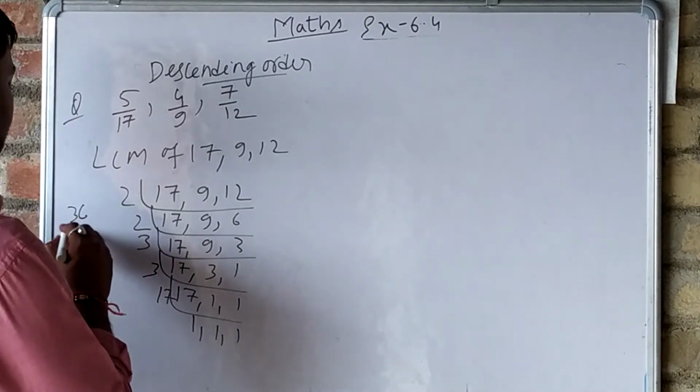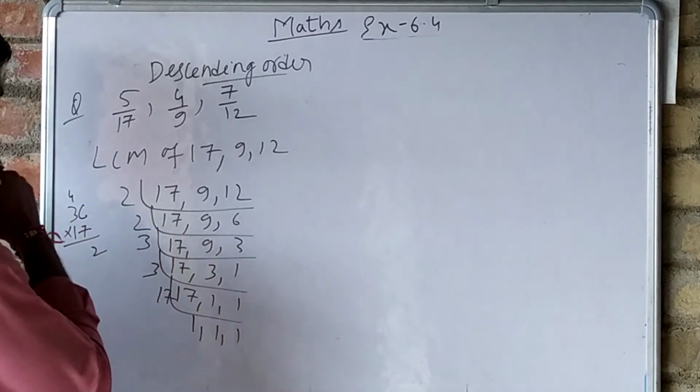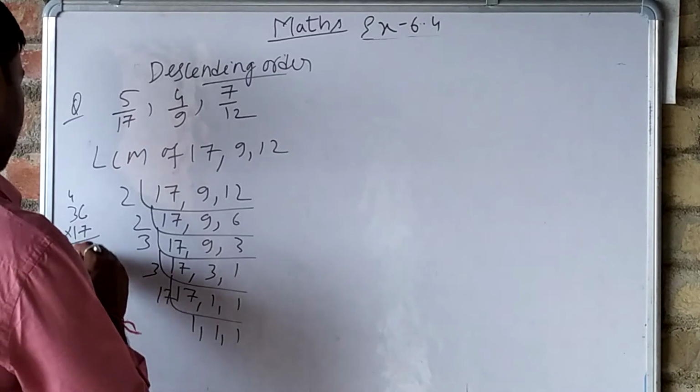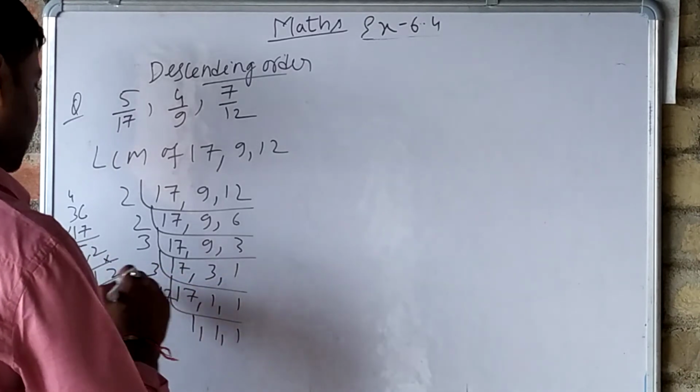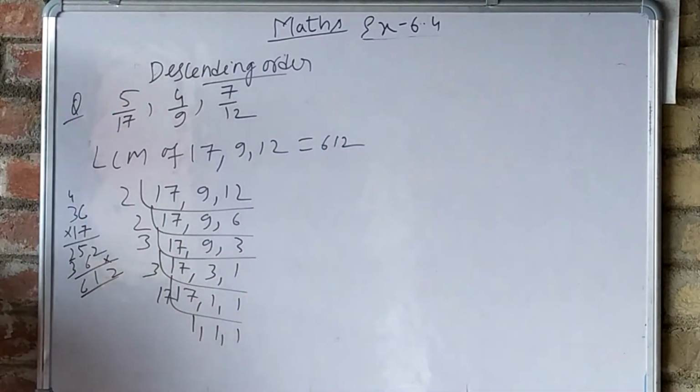36 into 17: 7 6 is 42, 7 3 is 21, 21 plus 4 is 25, 1 6 is 6, 1 3 is 3, 2. 612 will be the LCM. Okay, 612 will be the LCM.